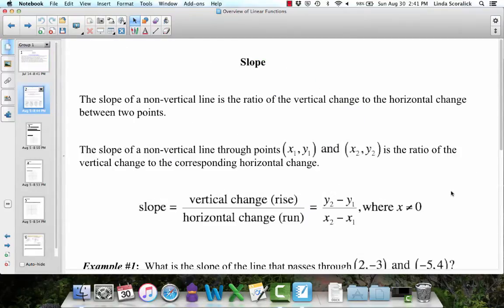Let's begin with the idea of slope. The slope of a non-vertical line, so any line that is not up and down, is the ratio of the vertical change to the horizontal change between 2 points. You probably remember this from Algebra 1 as the concept of rise over run.